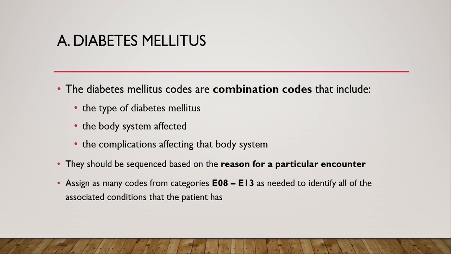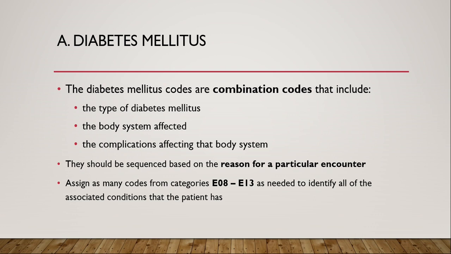Okay, so diabetes mellitus is quite confusing sometimes because it's composed of combination codes. When we say combination codes, as I mentioned in our general coding guidelines, it is a combination of two conditions. It is a combination of a condition plus manifestation, or a condition plus the underlying condition. So when we are talking about diabetes mellitus codes, it is a combination code that includes three main things. Number one, it involves the type of the diabetes mellitus.